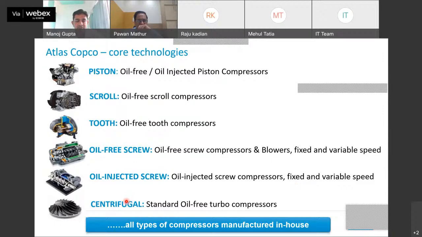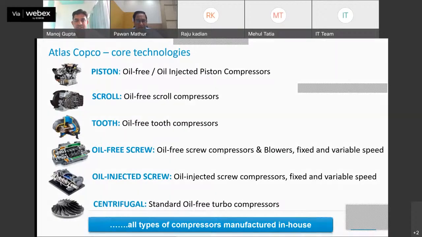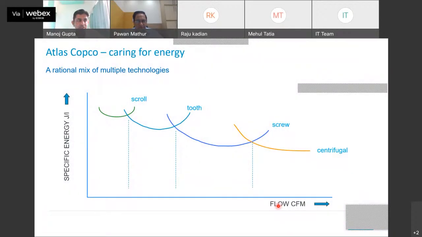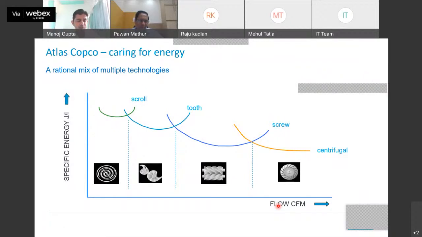And then last, the centrifugal compressor, which is the oil-free turbo compressor. We have the complete range available starting from 400 kilowatt to 6,000 kilowatt, and that is all in-house manufacturing with us. Based on the flow pattern, we have different technology available: scroll compressor, then tooth compressor, screw and centrifugal. Based on the flow, we propose which is the best combination in terms of ACR.